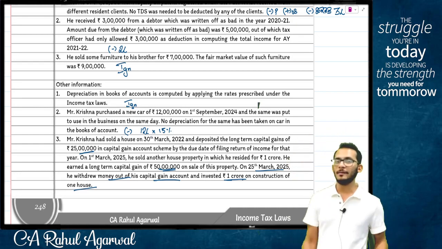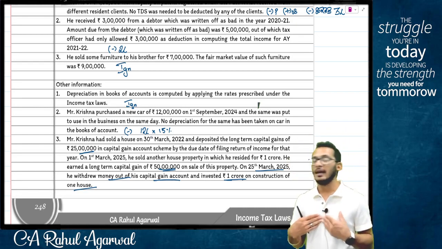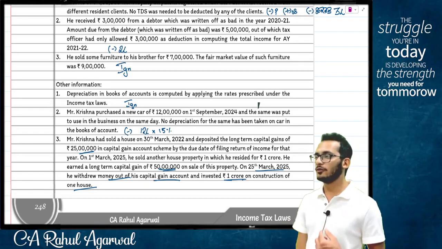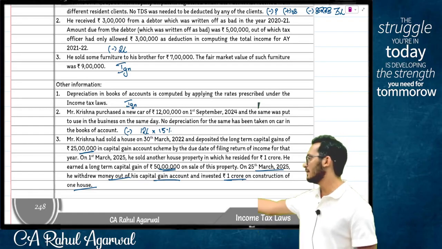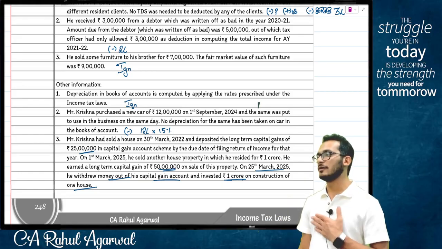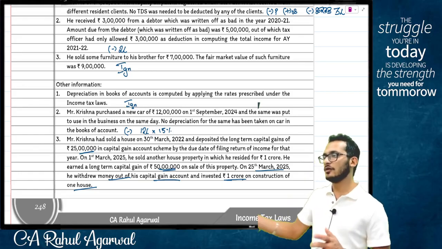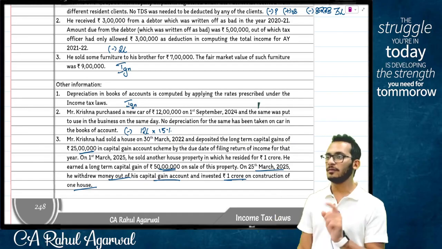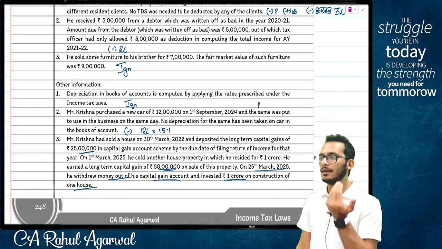So now what has he done, people, is that in the current year I have 50 lakhs. I had to put this money in a new house. Have I done that? Yes, 1 crore I've deposited. People, how much should I have deposited for my current year? 50 lakhs. I've deposited 1 crore, more than what I should do. Therefore, current year capital gains are fully exempt.